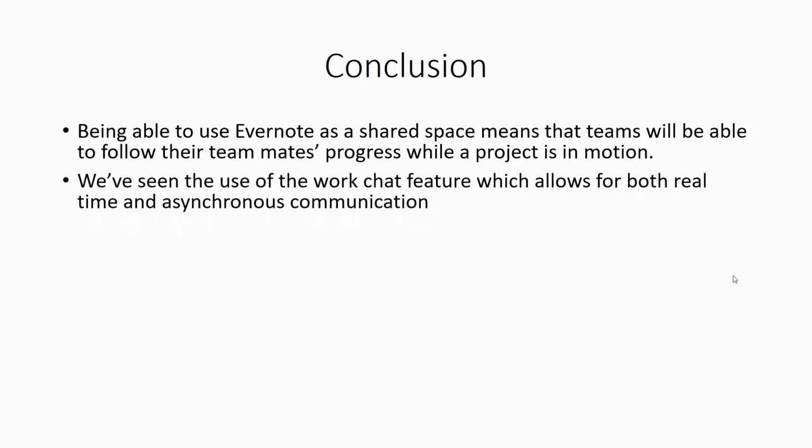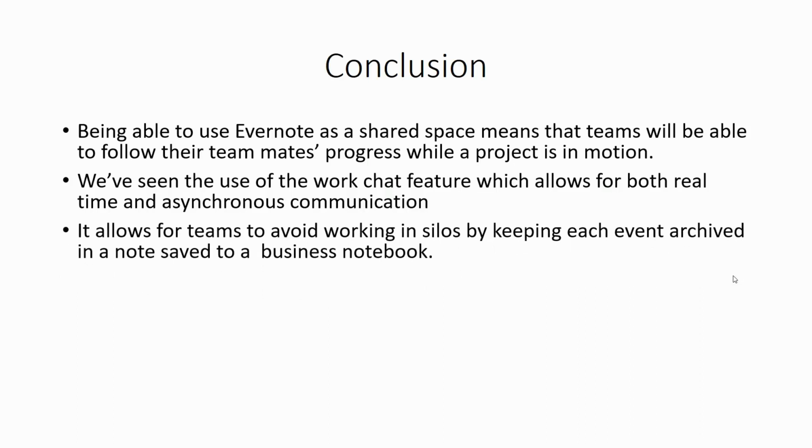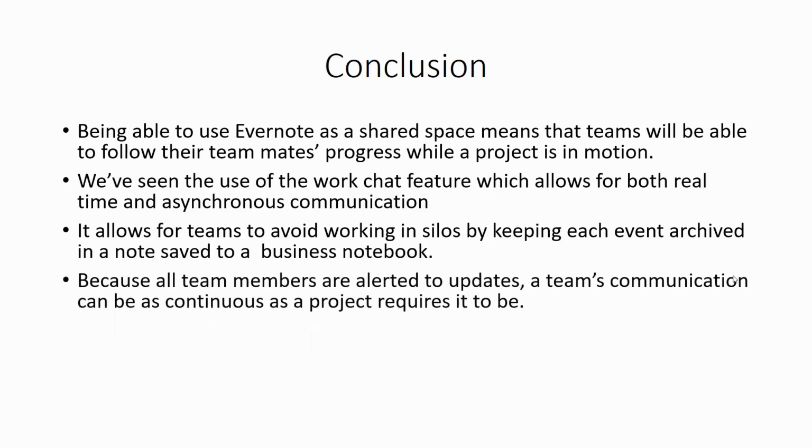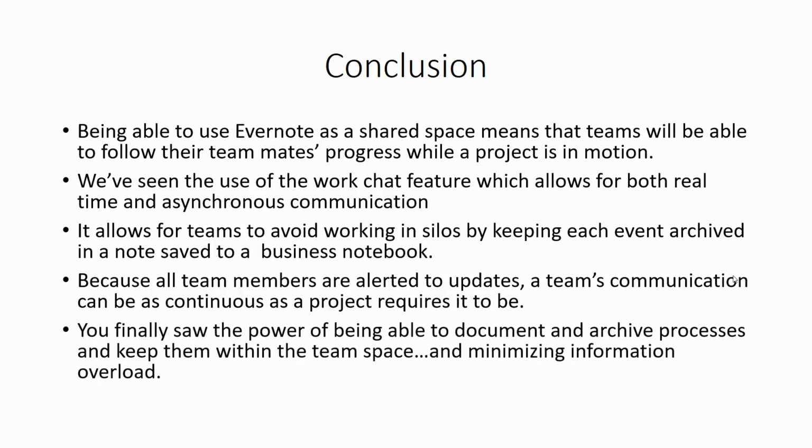We've seen that the use of the work chat feature allows for both real-time and asynchronous communication, again, while the project is actually happening. It allows teams to avoid working in silos by keeping each event archived in a note saved to a business notebook. And because all team members are alerted to updates, a team's communication can be as continuous as a project requires it to be. And finally, you saw the power of being able to document and archive processes and keep them within the team space, minimizing information overload.